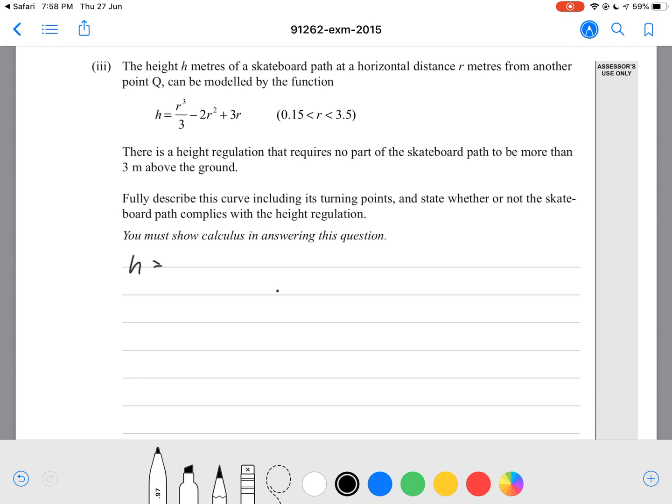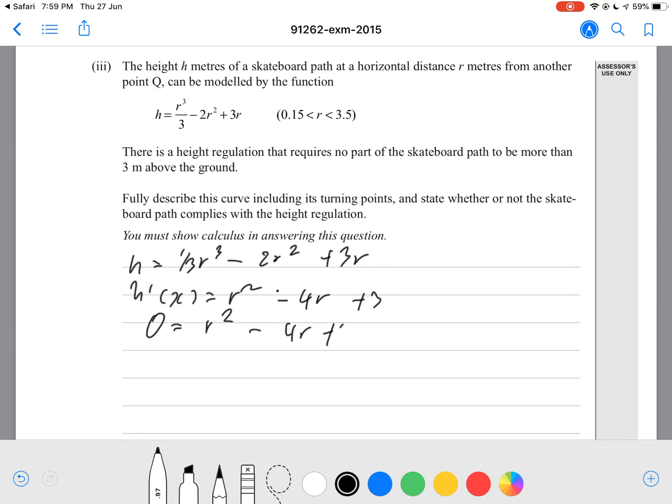So basically, h equals 1/3 r cubed minus 2r squared plus 3r. h dash of r equals r squared minus 4r plus 3. And if we say this equals 0, gradient equals 0, so therefore 0 equals (r minus 3)(r minus 1). So therefore, our r values are r equals 3 and r equals 1.